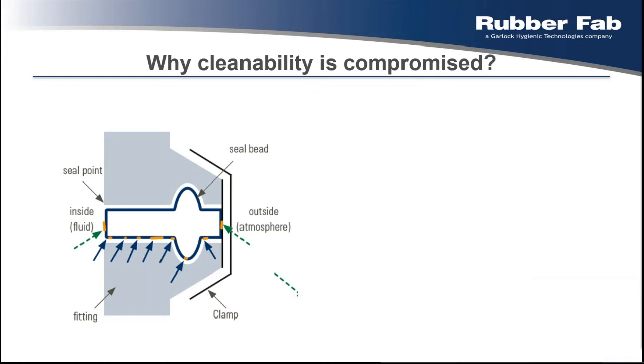So why really is the cleanability compromised? Why do the standardized cleaning processes, the CIP processes, so often fail? Let me explain to you. So here you can see a typical tri-clamp connection, a very common connection in the food and pharmaceutical industry. You have your two flange ferrules, and in the middle you have a tri-clamp gasket. Here we have the inside of the process, and here we have the outside of the process.